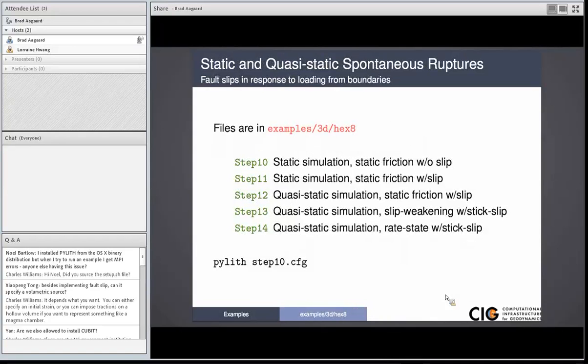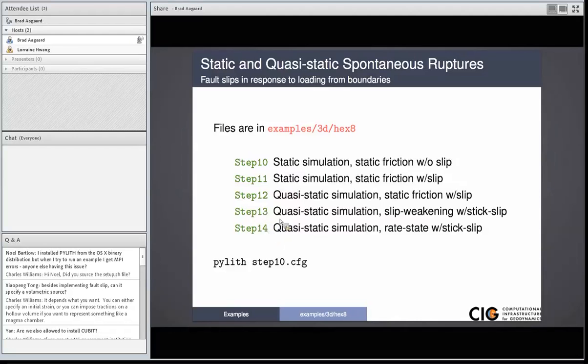So now we're going to run through a suite of, I'll pick a few of these in 3D examples, 3D Hex 8. We'll start out with the static simulation that has zero slip. This is somewhat similar to what we ran in the debugging session where we ended up with zero slip. Then we'll run the static simulation where we have slip, and then we'll do probably step 13 and 14 where we have stick slip behavior.